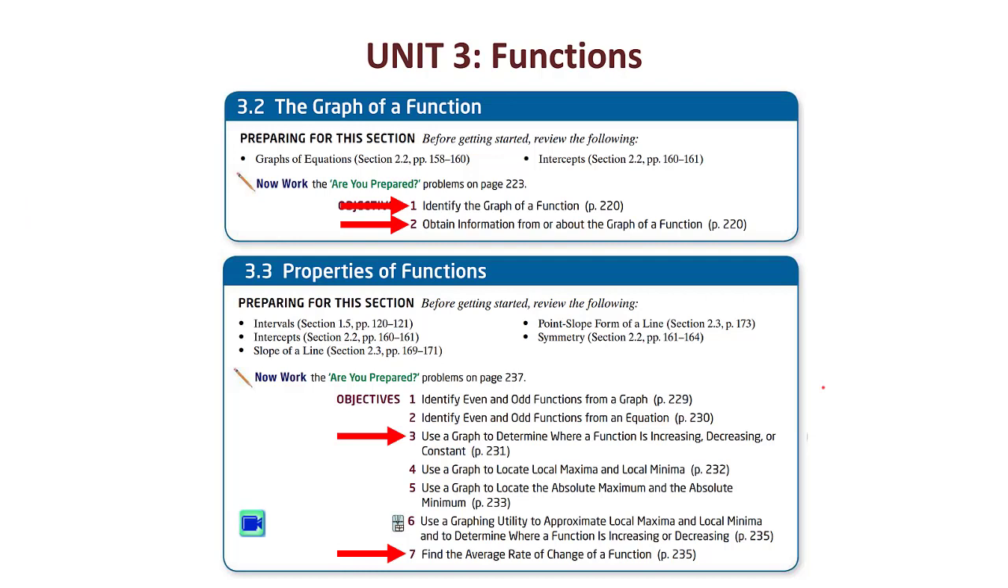In 3.2 we will look at identifying the graph of a function and obtaining information from it. And in 3.3 we will look at objective 3, using a graph to determine where a function is increasing, decreasing, or constant. And 7, finding the average rate of change of a function. It looks like we're bouncing around a little bit, but these ideas really are closely connected to each other.